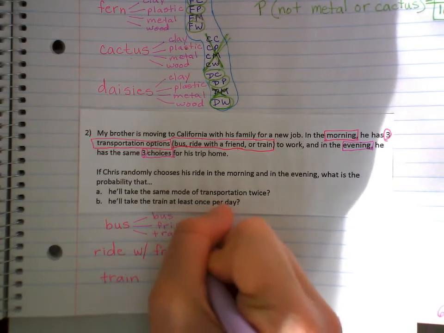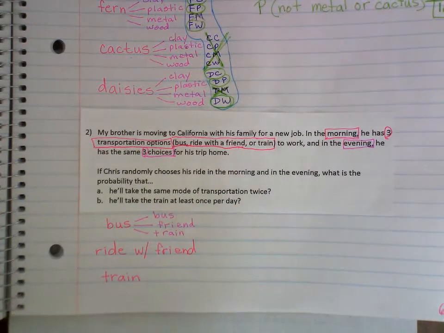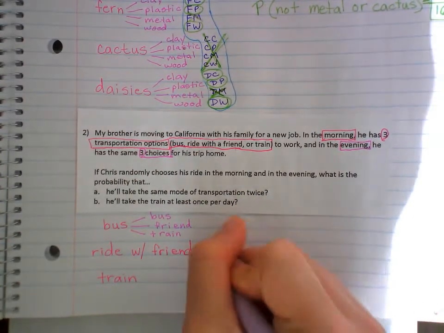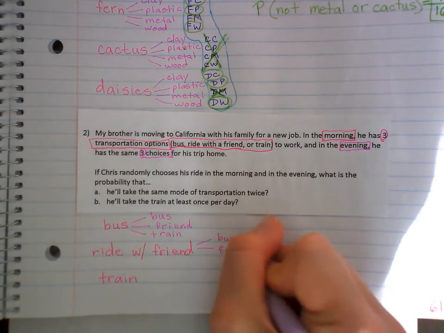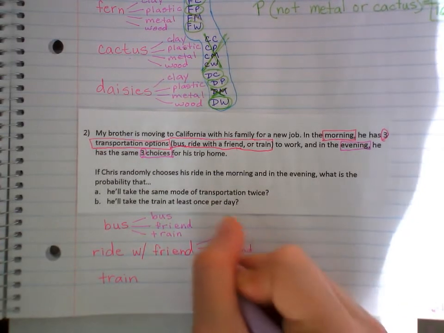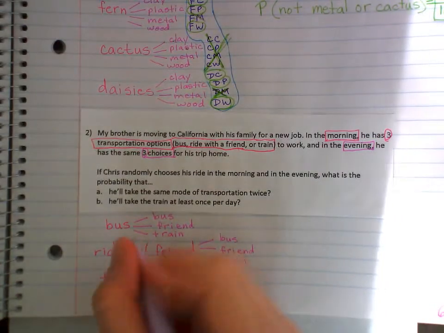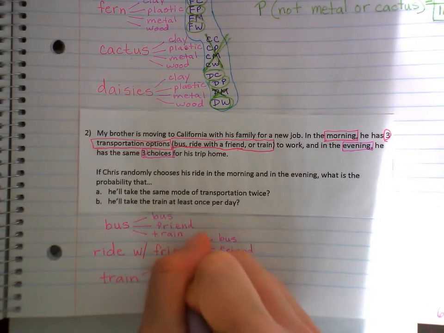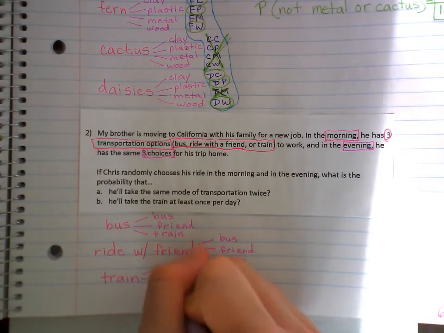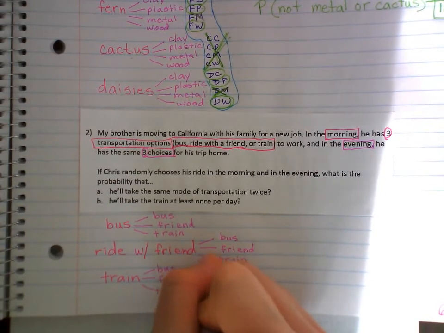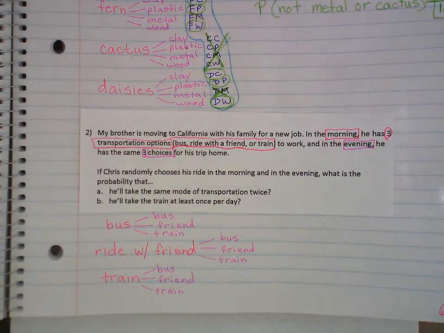So he has choices. He can ride with a friend in the morning, and then take a bus home, ride back with the friend, or take a train home. Or he can take the train in the morning, take the bus home, ride with a friend, or take the train again. They all have different schedules. The friend leaves at one time, the bus has its own schedule, and the train has its own schedule. But those are his options.